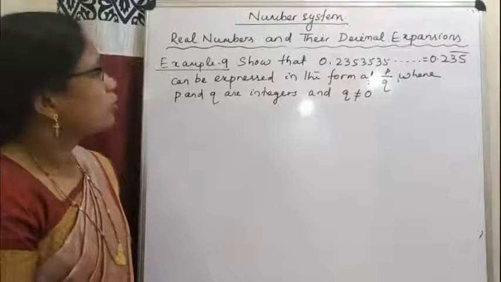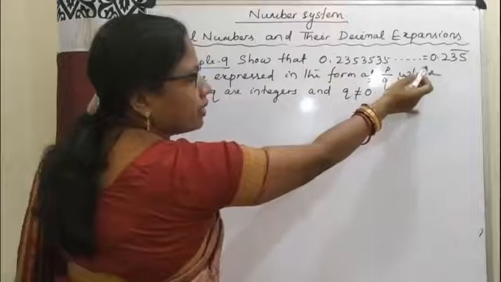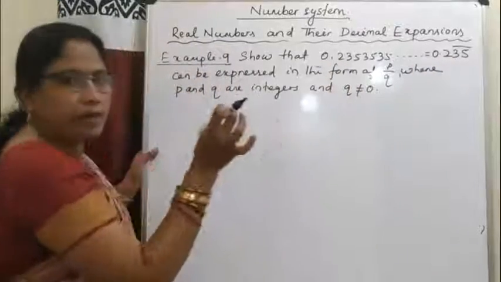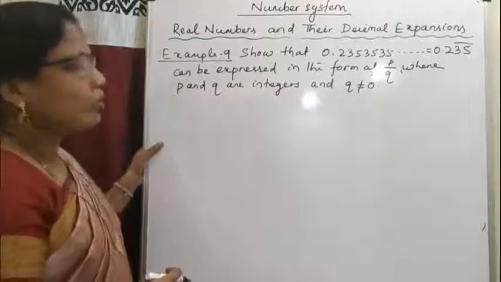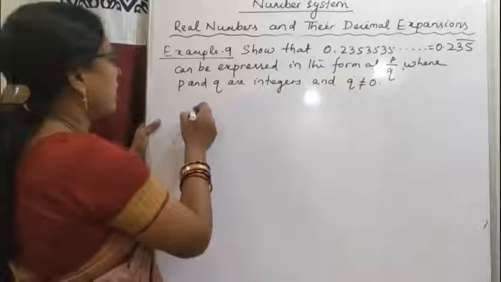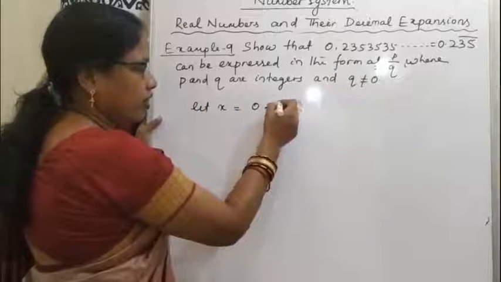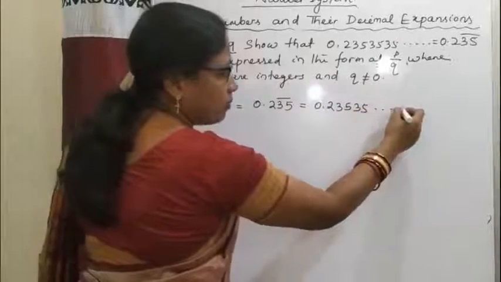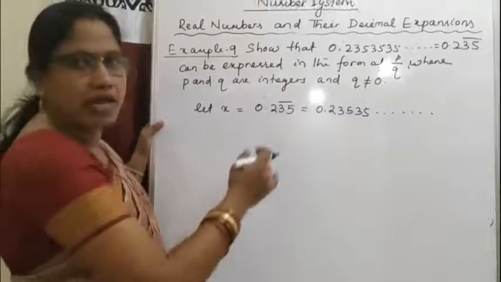Next example, show that 0.2353535 up to infinity, that is equal to 0.235 bar. So here only 35, these two digits are repeating. So it can be expressed in the form of p by q, where p and q both are integers and q is not equal to 0. So let x is equal to 0.235 bar, or that is equal to 0.23535 to infinity. So by the same procedure we have to multiply both sides by 10.